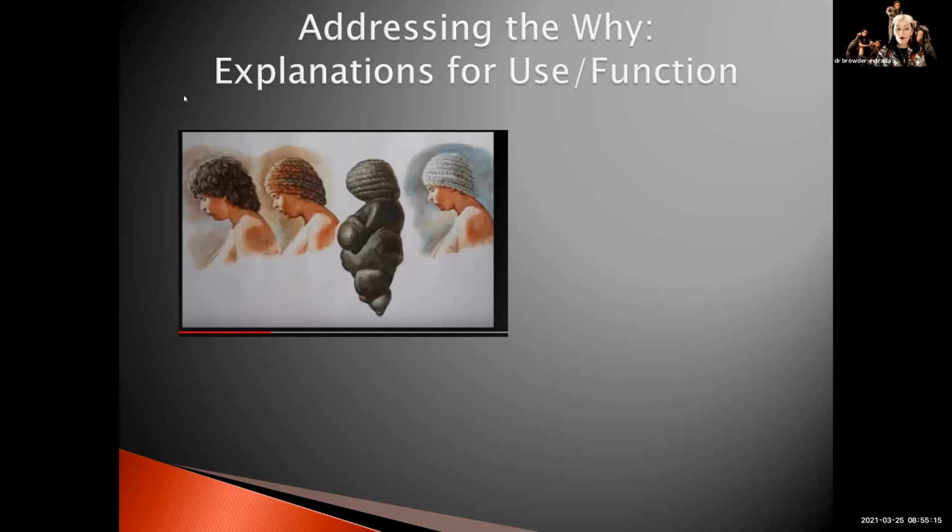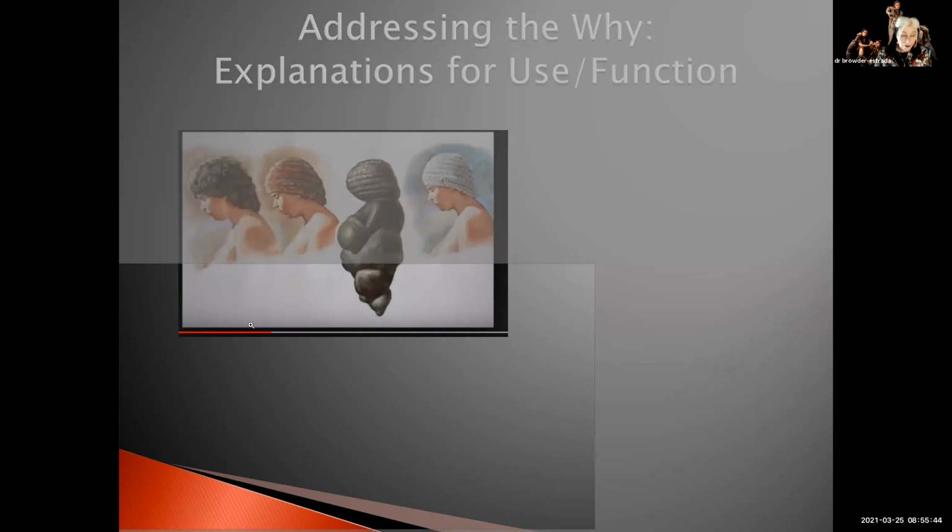So let's take a look through the options for explanation for the use and function of those images, symbols, and portable objects. So probably the most famous to the general public are the so-called Venus figures. Even just the phrase Venus figures tells you that initially no scientific method at all was used in order to give them a name. So let's go through and take a look at this just briefly for a moment. Let's get a little closer here.